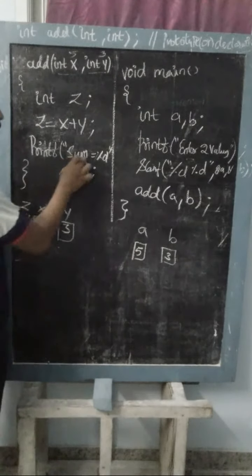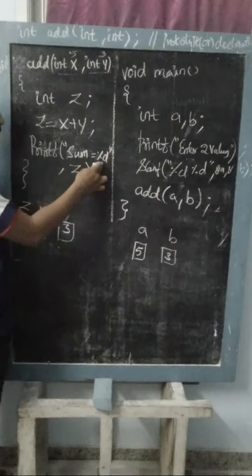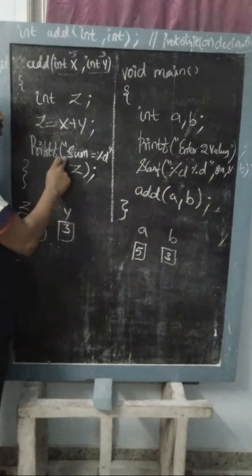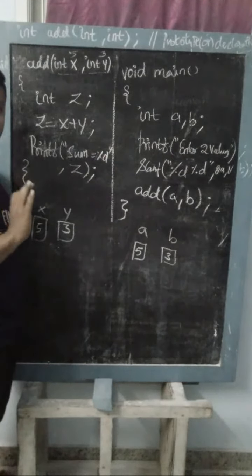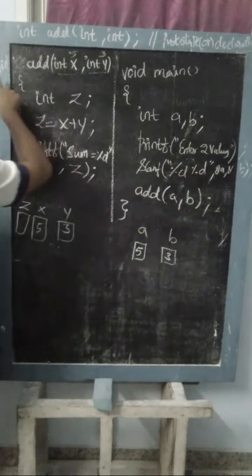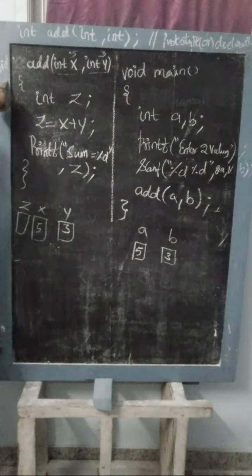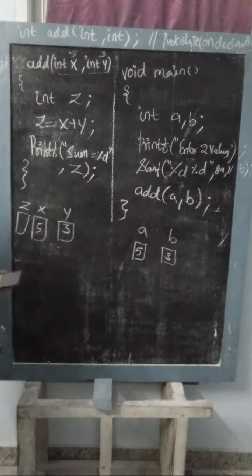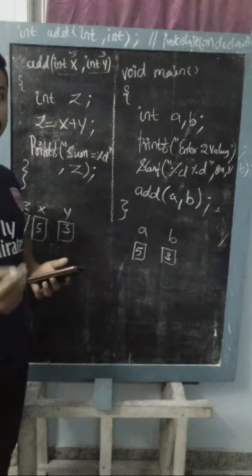So finally sum is equal to an integer number. We are going to print the integer number z. So sum is equal to 8. It will be printed. You got that? The function with argument. Argument is there, but there is no return type, so we are writing void here. Okay. You got it? We completed 3 types.